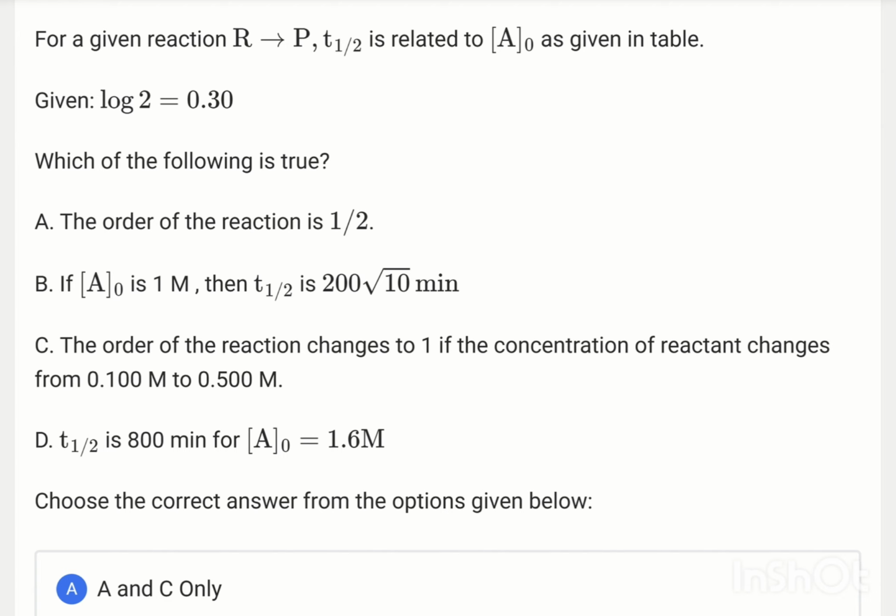For checking the order of the reaction, there is a relationship: T half is equal to 1 upon A naught to the power n minus 1. If I take the ratio of both T halves, because two T halves are given, it will be... okay, we will solve this on the smartboard. It is easy to pick the values then.